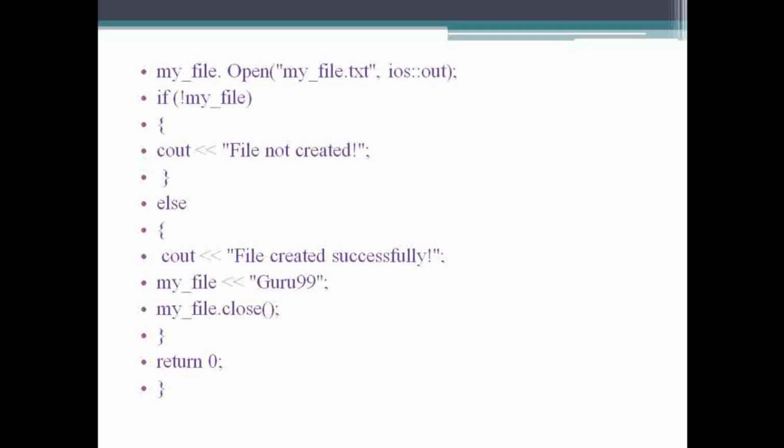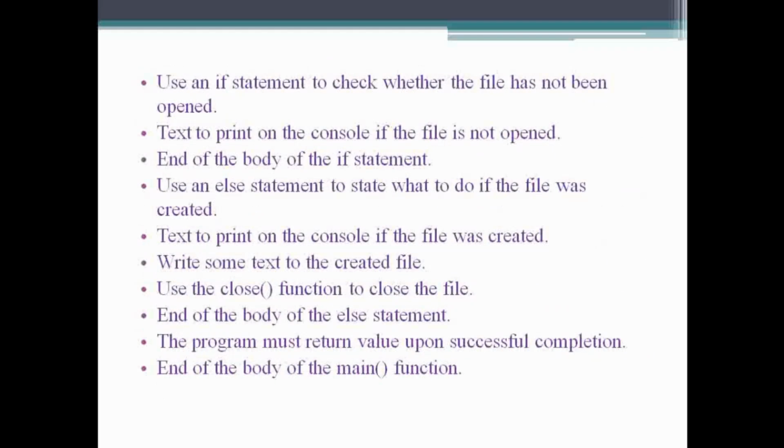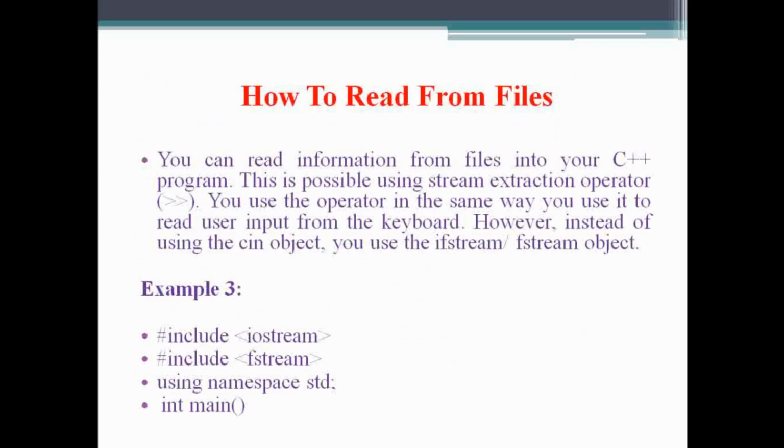Use an if statement to check whether the file has not been opened. Text to print on a console if the file is not opened. End of the body of if statement. Use an else statement to state what to do if the file was created. The text to print on the console if the file was created. Write some text to the created file. Use the close function to close the file. End of the body of else statement. The program must return a value upon successful completion. End of the body of main function.